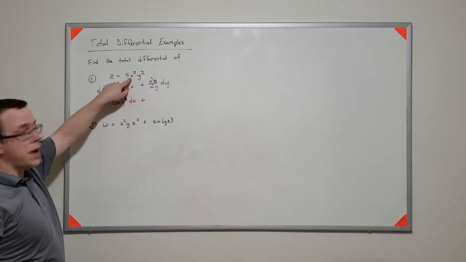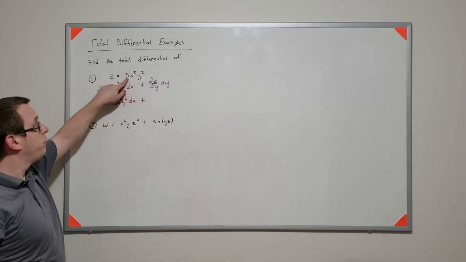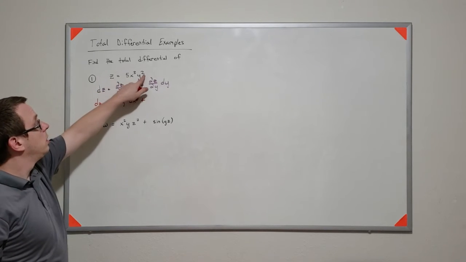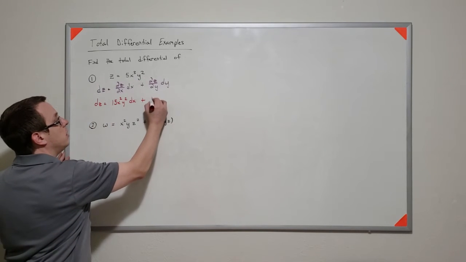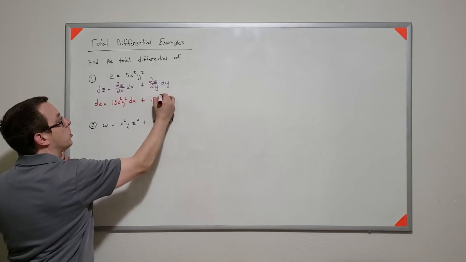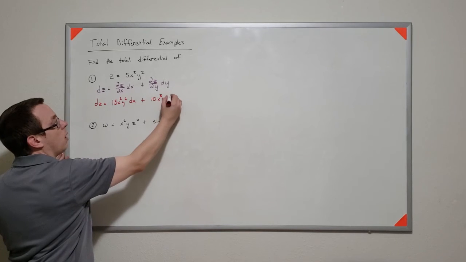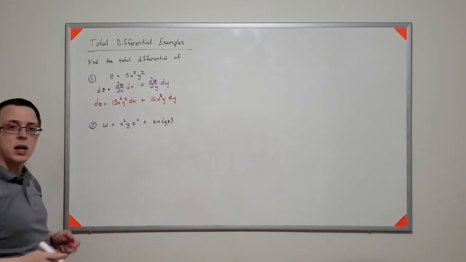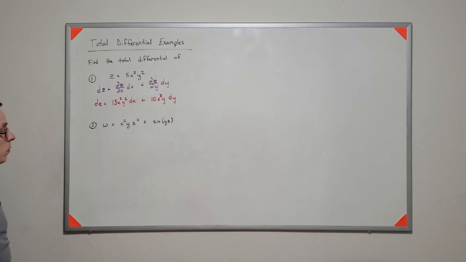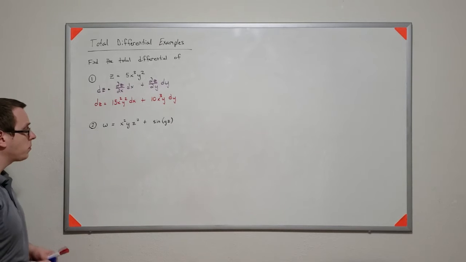y. x is treated as a constant, 5 is a constant. The derivative of y squared is 2y, so we get 10x cubed y dy. And that's how we would get that particular partial derivative, or total derivative.